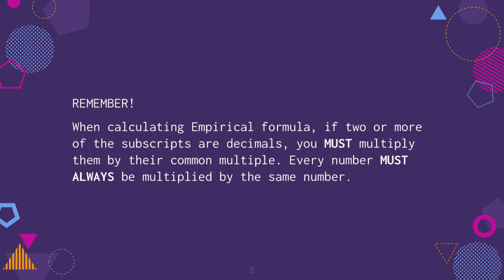Remember, when calculating an empirical formula, if two or more of the subscripts are decimals, you must multiply them by their common multiple. Every number must always be multiplied by the same number.